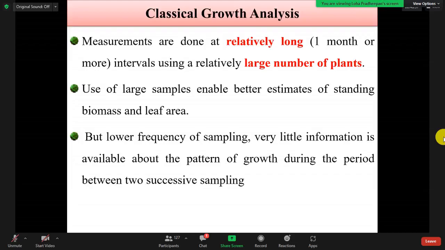Even if we assume that the plant is a 4 month duration variety, if we start sampling in the first month, second month, and third month, then in the fourth month it undergoes harvest. So we will get only 3 points even if we make a dry weight versus time graph. In that case, we can get very little information from this type of approach, the classical approach, because of the lower frequency of sampling.